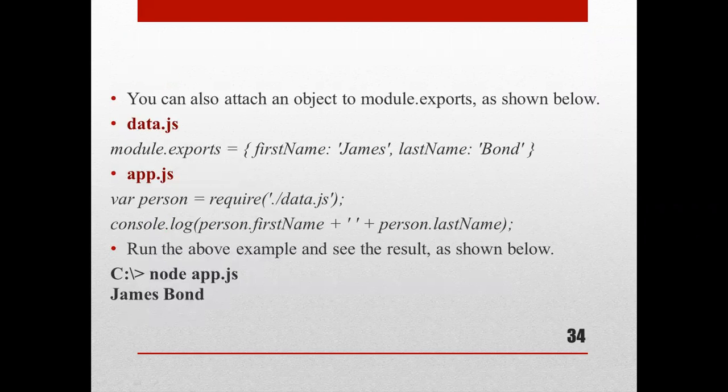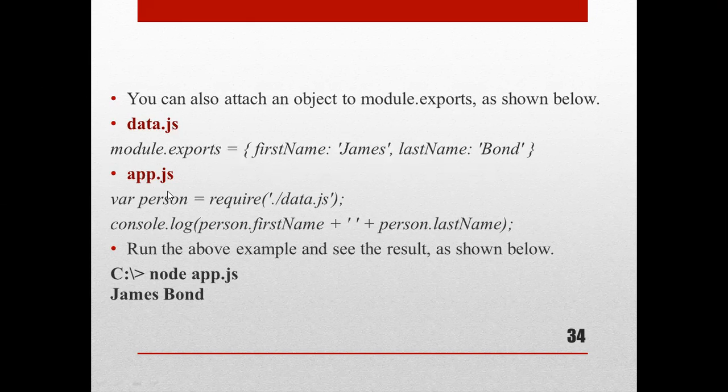Here you can see another example. We can also attach an object to module.exports. Here is one file named data.js. What does it contain? module.exports equals, in curly brackets, firstName: James and lastName: Bond. Here you can see these are the two properties we are going to include, firstName is James and lastName is Bond.